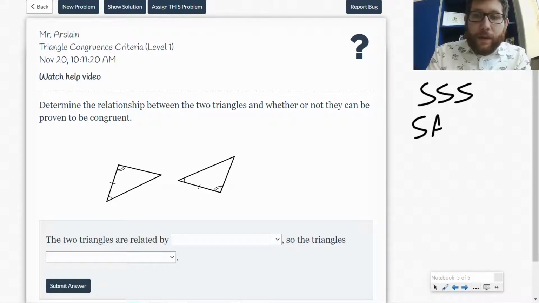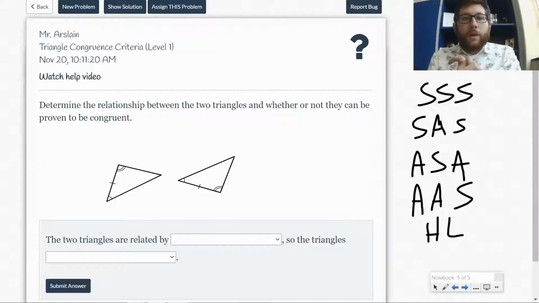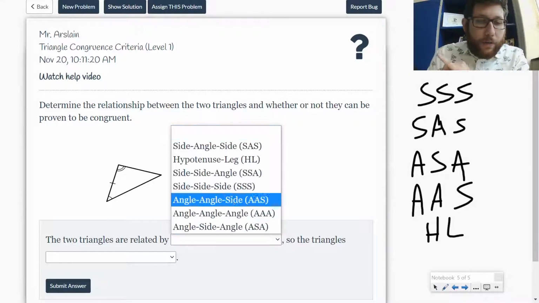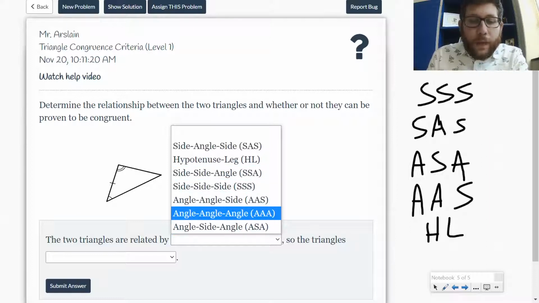SSS, SAS, ASA, AAS, and this one called HL. Here's a list that doesn't work: ASS or SSA, and AAA. Okay, so if you look on here, this one, side angle, doesn't work. Angle doesn't work. Okay, everything else works.